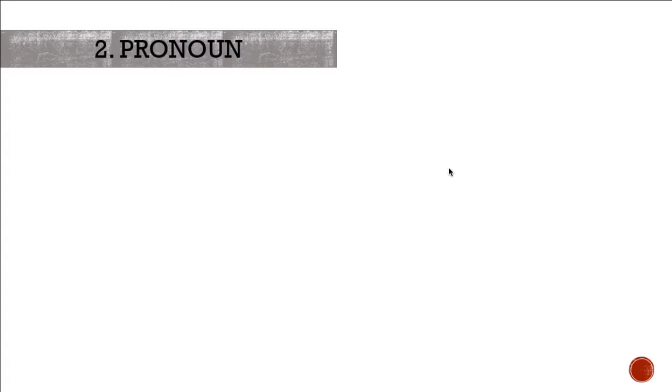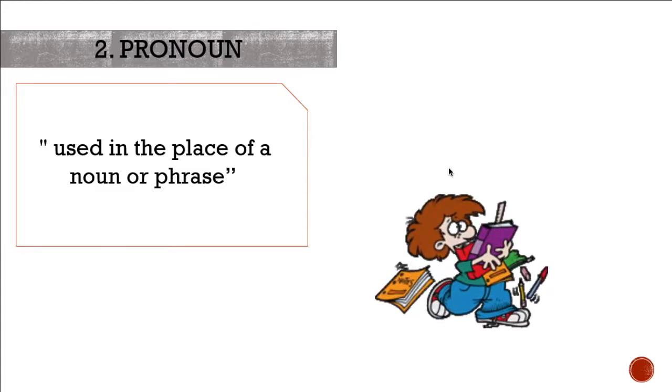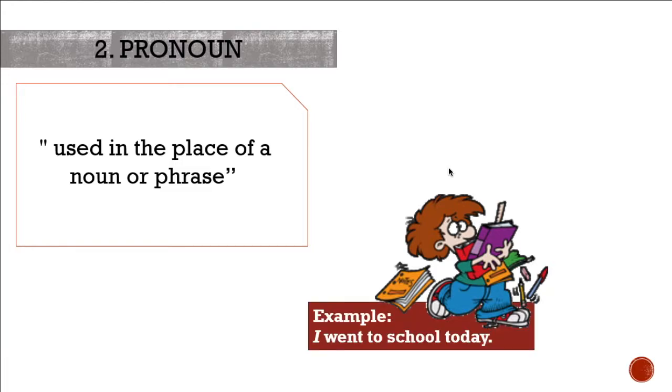Next is the pronoun. A pronoun is used in place of a noun or noun phrase. Let's look at an example. This student, for instance, let's call him Tom. Tom went to school today. What could we use to replace Tom? If Tom was telling us that he went to school today, he would say, I went to school today. So I is the pronoun as it is replacing the noun Tom.